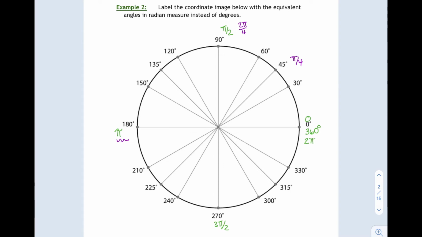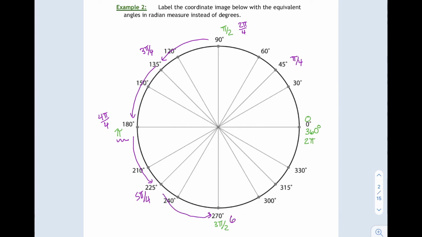If I go another 45 degrees to 135 degrees, that's another pi over 4 radians, so that's 3 pi over 4. Down to 180 is 4 pi over 4. Another 45 puts me at 225, which is 5 pi over 4.